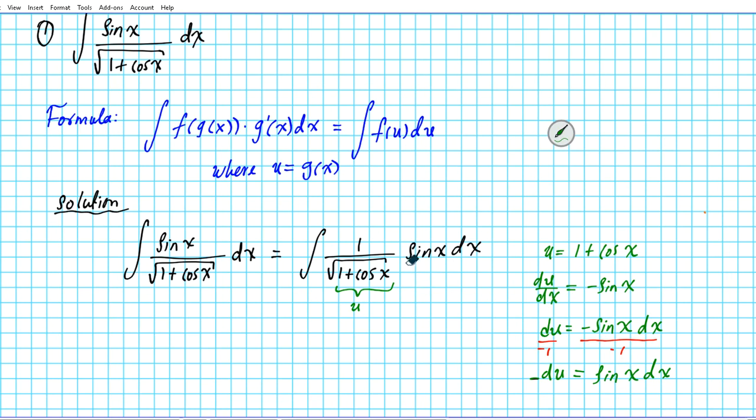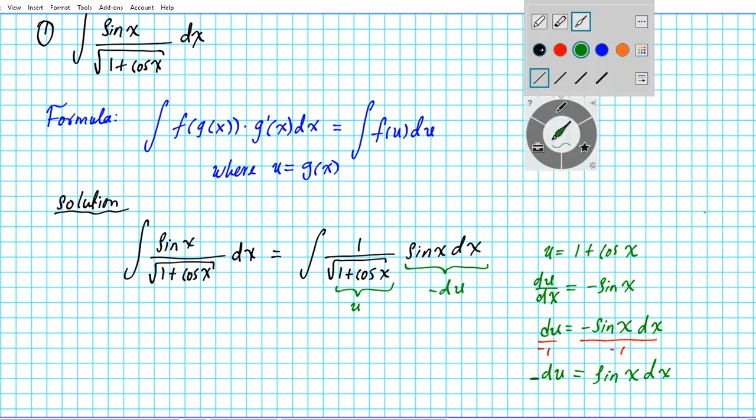Well, what does that mean? It tells us that we now have the freedom to replace this entire component right here with negative du. Okay, so always know exactly what's going where first before you carry out your u substitution so you don't make errors. Okay, so now we're going to carry out the u substitution.